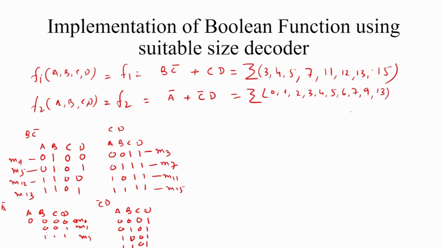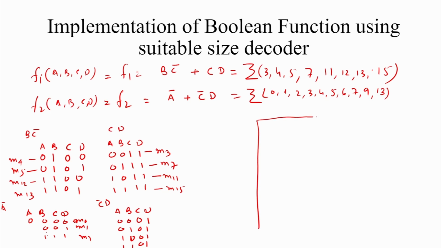When we represent with a suitable size decoder, how many Boolean functions are there, and how many inputs does each function have? F1 has 8 inputs for representing its 8 minterms. For function F2, how many minterms? This is 9. So 2 OR gates are required, because we implement 2 functions by using a suitable size decoder.